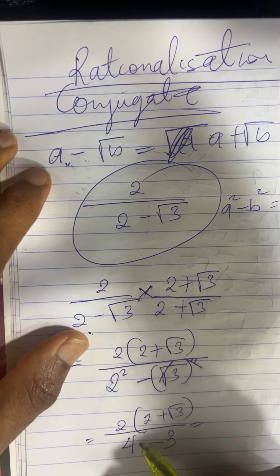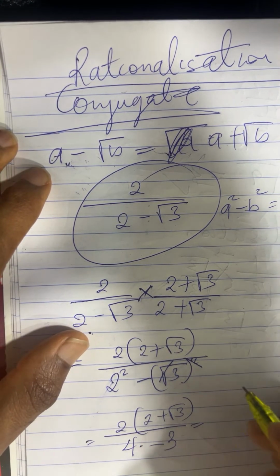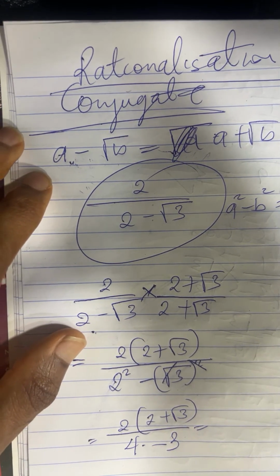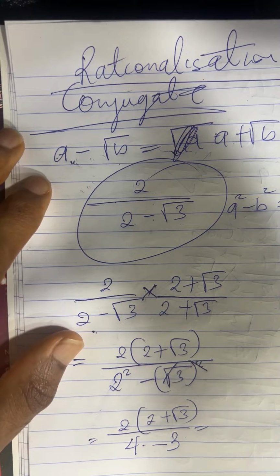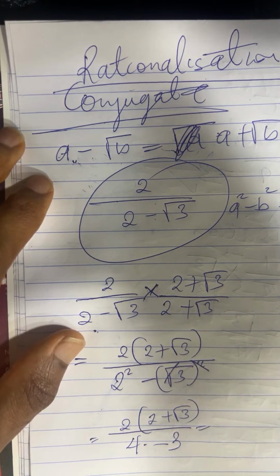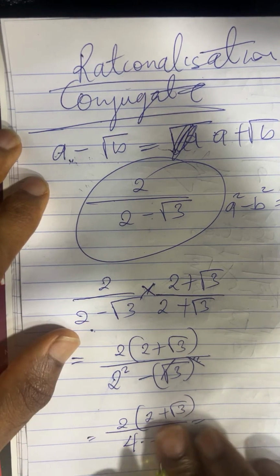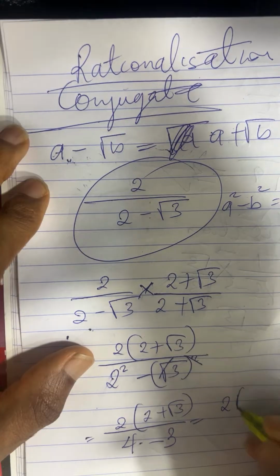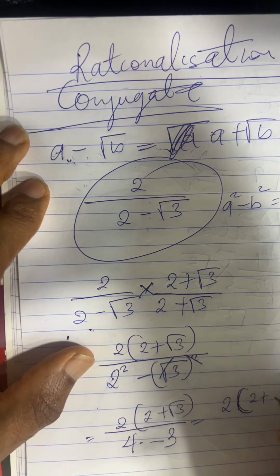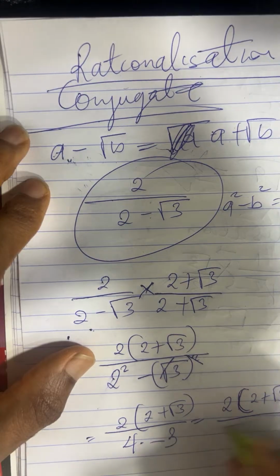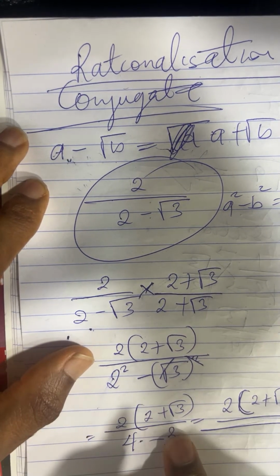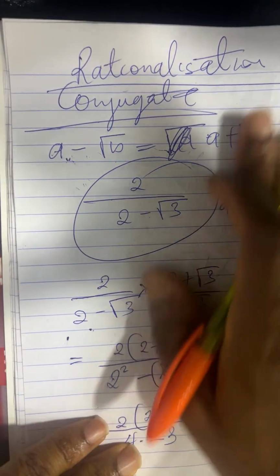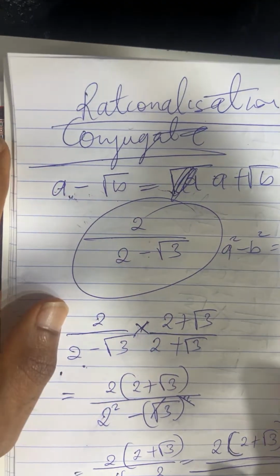And when you do 4 minus 3, what is 4 minus 3 if you are following? 4 minus 3 is basically 1. So the answer is 2 into 2 plus root 3. That's the answer, because 4 minus 3 is basically 1. So this is how we rationalize surds by conjugate.